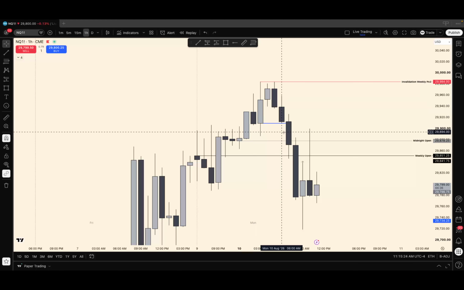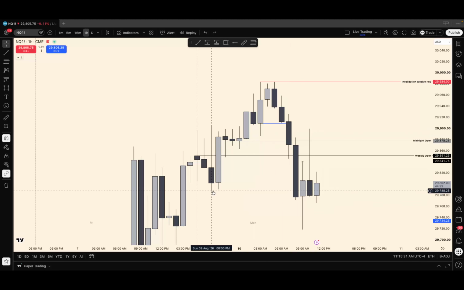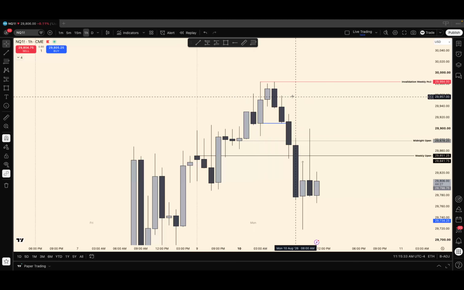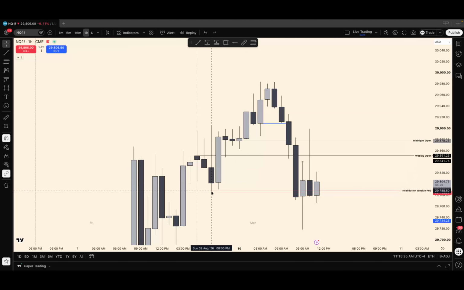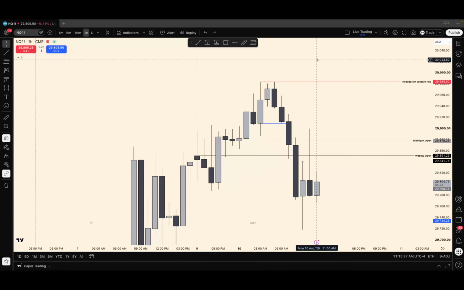And because of that, I was bearish coming into the day. I woke up at 8:30, so I saw this candle. I was like, okay, we're probably going to be bearish for the day. And then also we take out the low, which is the invalidation point that we set. So my initial invalidation was right here, right? But now I moved up here because now I'm bearish.